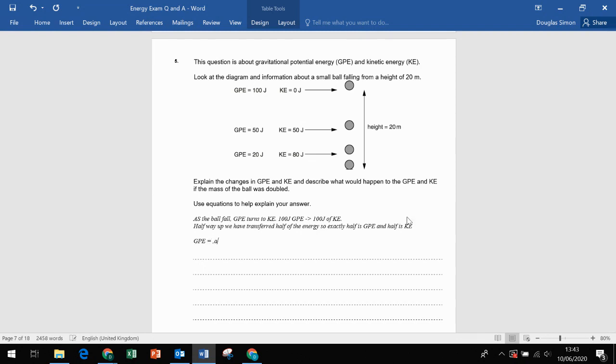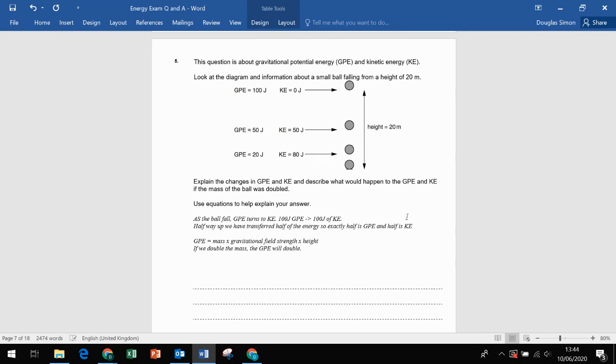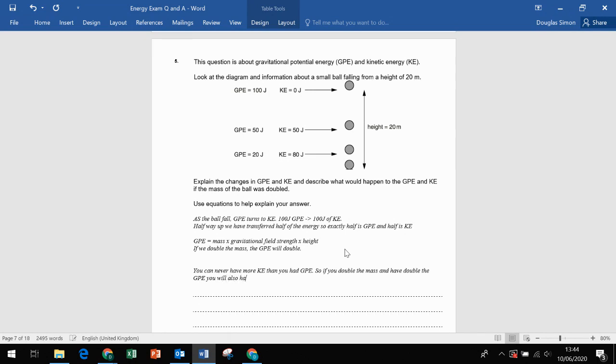What's the formula for GPE? It's mass times gravitational field strength times height. So if we double the mass, the GPE will double. What will happen to the kinetic energy? Well, you can never have more kinetic energy than you had GPE. Whatever you start with in GPE is the most kinetic energy you can ever have because all of the GPE is just going into kinetic energy. So if you double the mass and have double the GPE, you will also have double the kinetic energy.